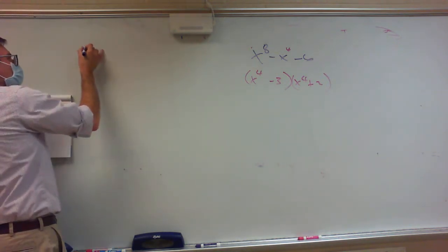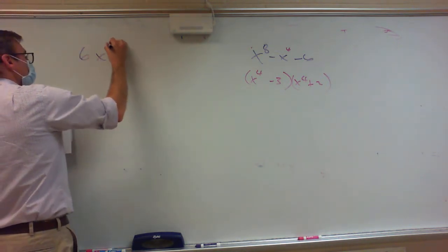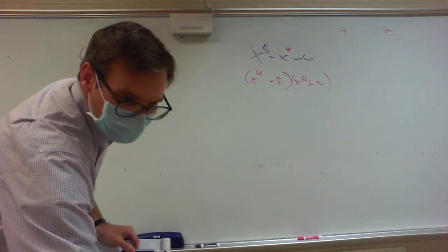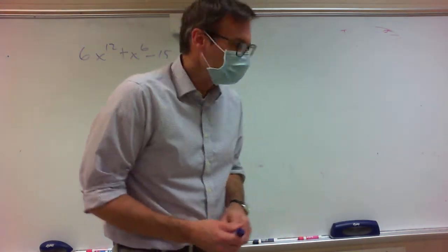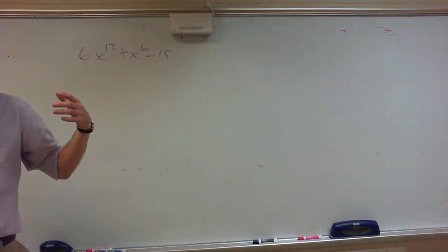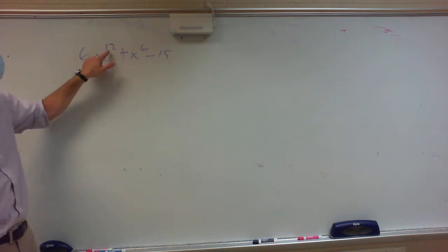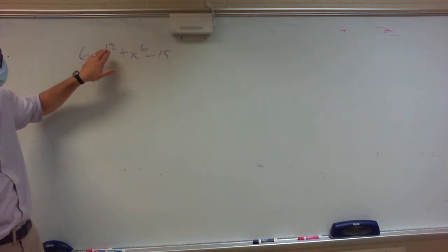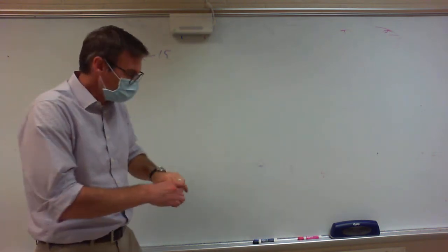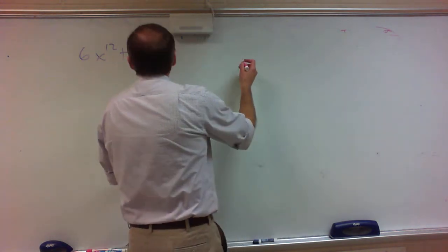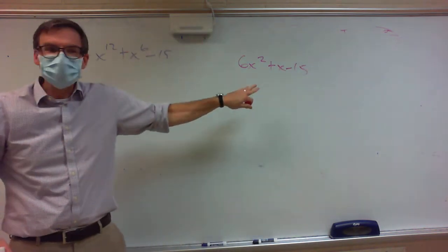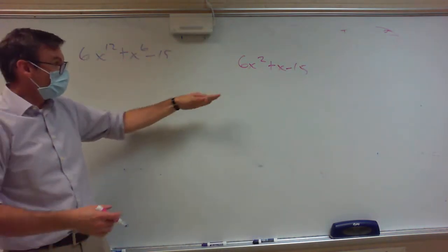All right? So, your turn. What if I gave you 6x to the 12 plus x to the 6th minus 15? So when I see this, does this look like it's in quadratic form? Yes. How do we know? Well, this exponent's half of this exponent, you double it here, and then there's a constant. So when I look at this, what my brain actually sees is 6x squared plus x minus 15. That's how I look at this, because I say, oh, it's just like this quadratic.